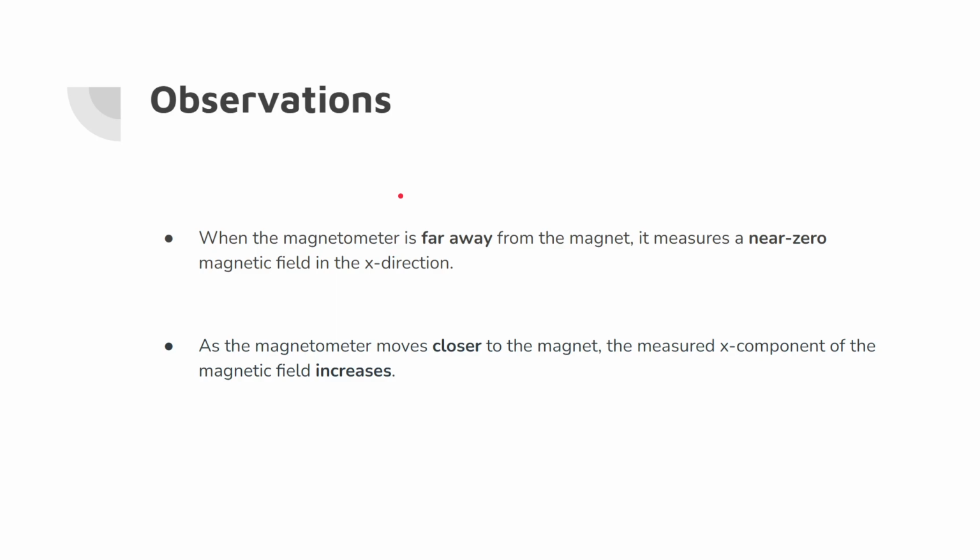And then some observations we made: when the magnetometer is far away, it measures a near zero magnetic field in the x direction, and then as it moves closer to the magnet, the x component of the magnetic field increases.